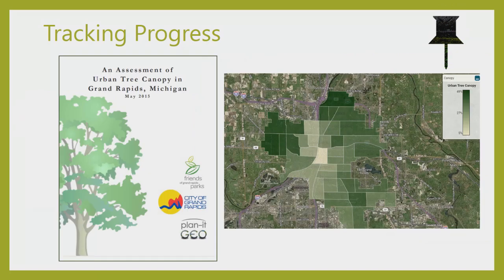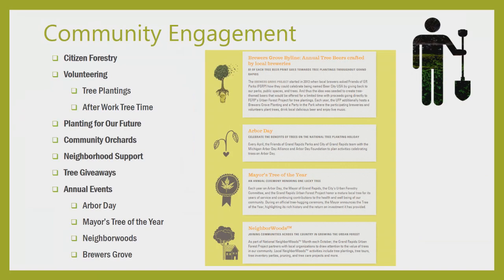We have links to our assessment of urban tree canopy in Grand Rapids, and there's our canopy planner, a little screenshot of that. I'll use that in an example as well. And our extensive community engagement efforts. We have a citizen forester program. We offer volunteering through tree plantings and through our After Work Tree Time series. So tree plantings are in spring and fall, and then our After Work Tree Time series is in the summer.